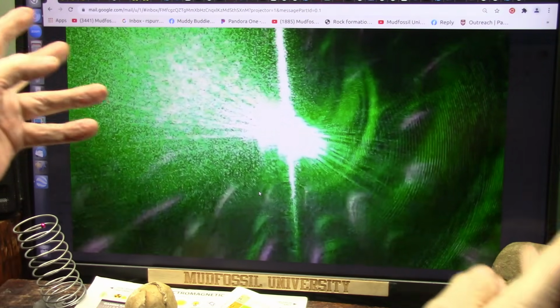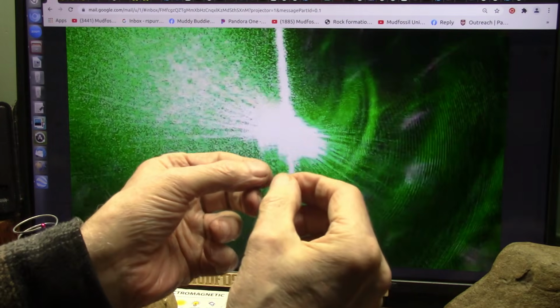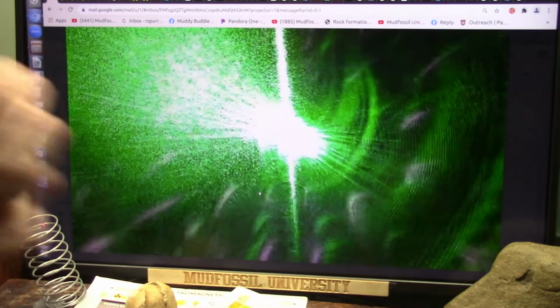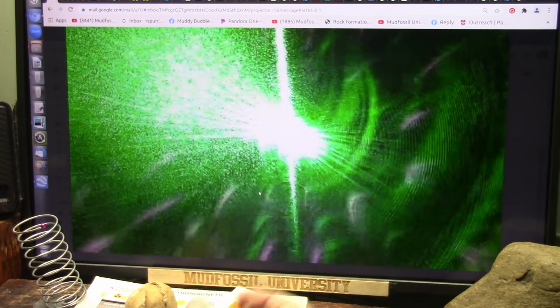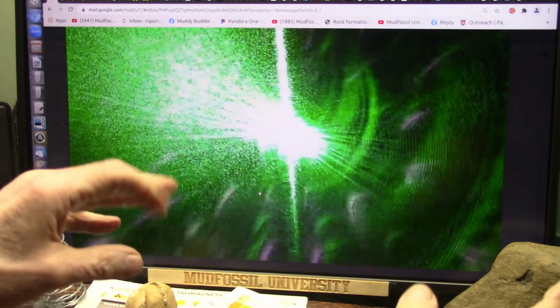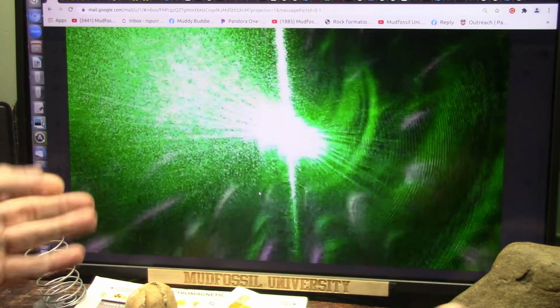1,839 or so of these little dipoles turn into one proton. All right, so that's my calculation. 1,839 turn into one proton.